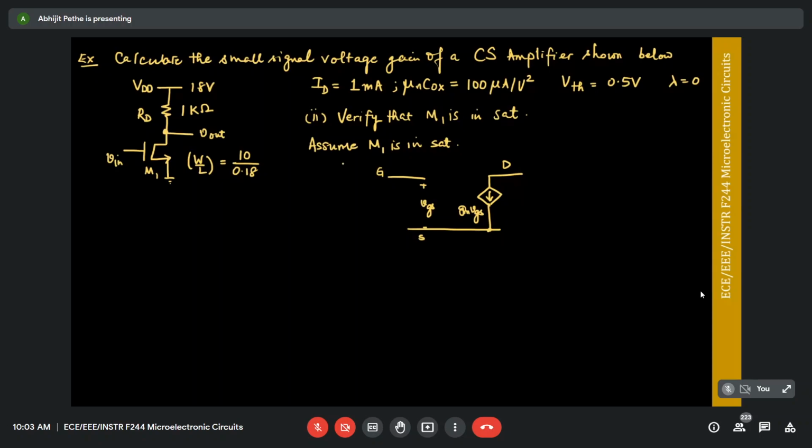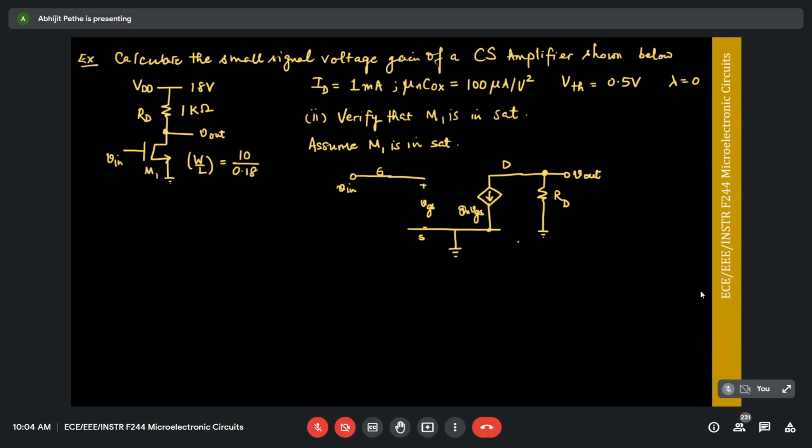Now the gate is connected to V in. Source is grounded. The output voltage is taken at the drain. I have RD connected between drain and VDD. For a small signal model, VDD is ground. So I essentially have RD connected between drain and ground. Remember, this is small signal ground. I'll sometimes call VDD, power supplies, small signal grounds. They're not actual ground for DC analysis, but for AC analysis, they are signal grounds.